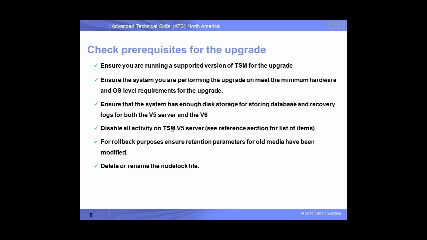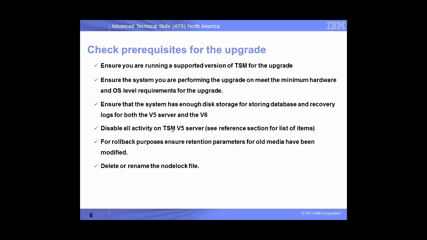Next thing you want to do is make sure that the system you're doing the upgrade on meets the requirements for 6.3.4. Sometimes you can be running TSM 5 on an older system, but that doesn't necessarily meet the requirements for 6.3. You're going to want to make sure that you have enough storage space on the new system to accommodate both the v5 and v6 code and database storage capacity. Because we're doing an in-place upgrade, we're going to retain the v5 database as well as build the new v6 database on the same system. So it's important that you have enough storage to accommodate all of that.